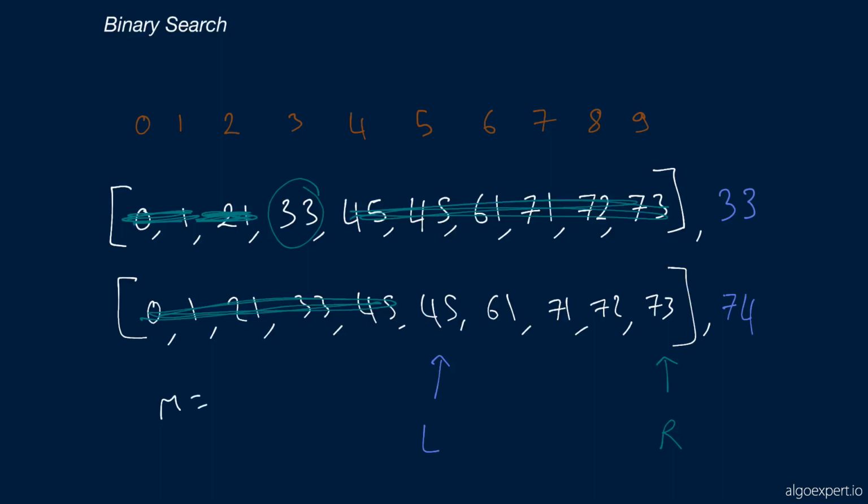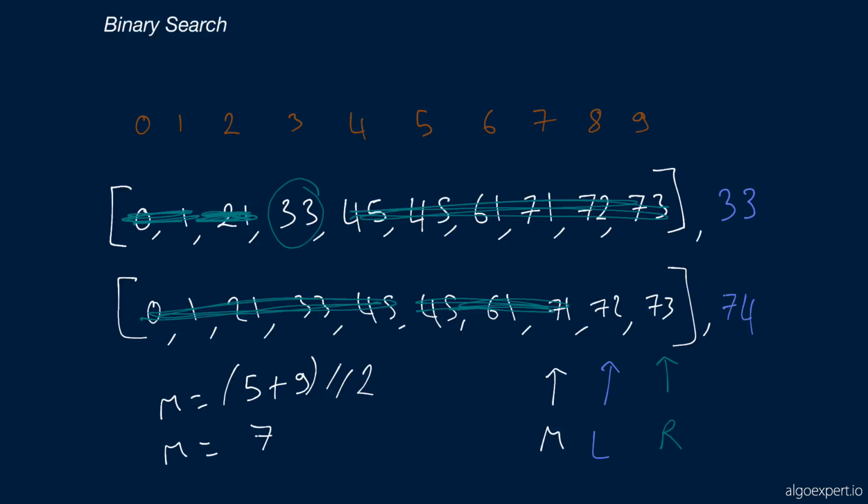So m is going to be equal to 5 plus 9 divided by 2. So 5 plus 9 divided by 2, that's going to be 14 divided by 2, that's going to be 7. So the middle number is going to point to 7, that's 71. Compare 71 to 74. 71 is less than 74, so we eliminate this entire half. We can move the left pointer here, recalculate middle to be this time around 8 plus 9 divided by 2.